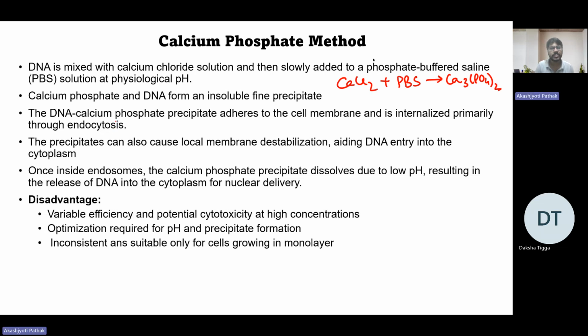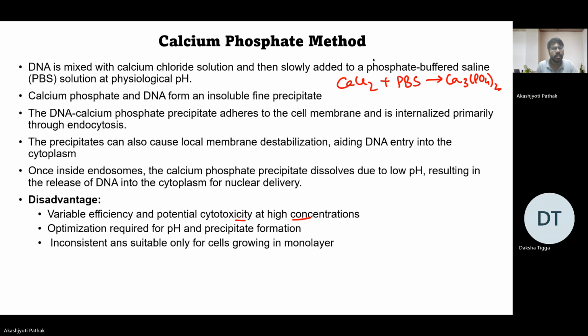So this DNA calcium phosphate precipitate that is formed gets adhered to the cell membrane and is internalized through endocytosis. Now the precipitates can also cause local membrane destabilization, aiding DNA entry into the cytoplasm. This method is actually not followed nowadays because it has a couple of disadvantages. Calcium phosphate can cause potential cytotoxicity at high concentration, and it requires a lot of optimization for pH and precipitate formation.